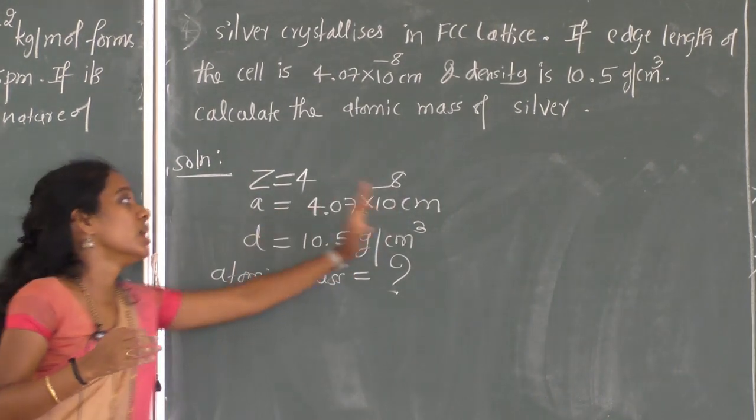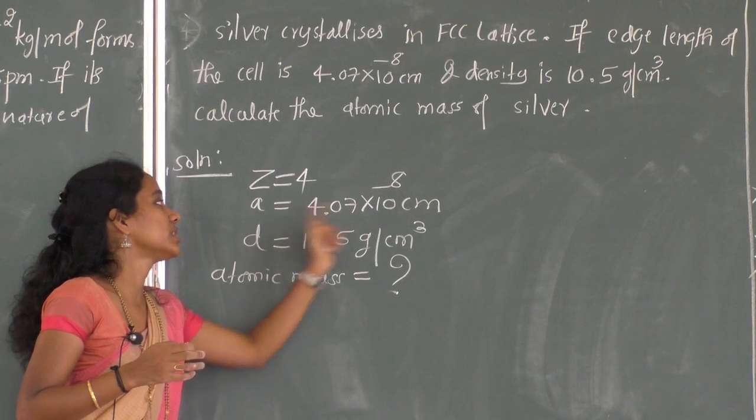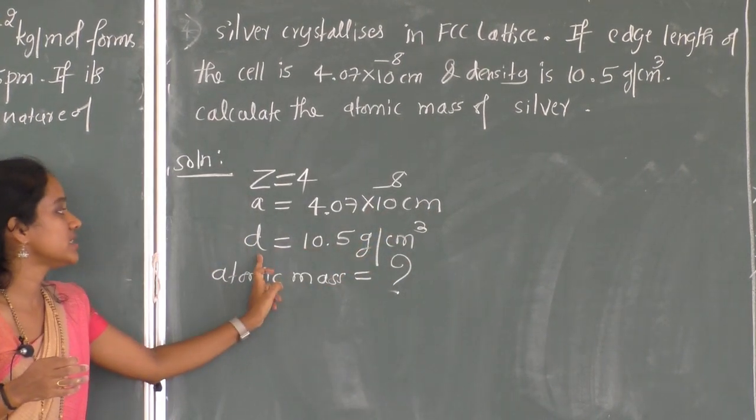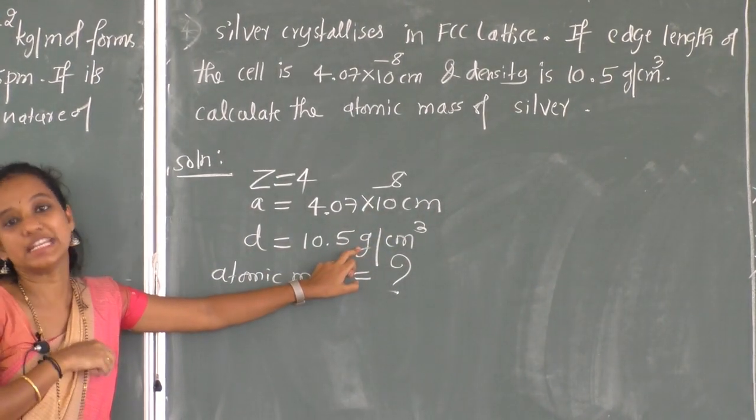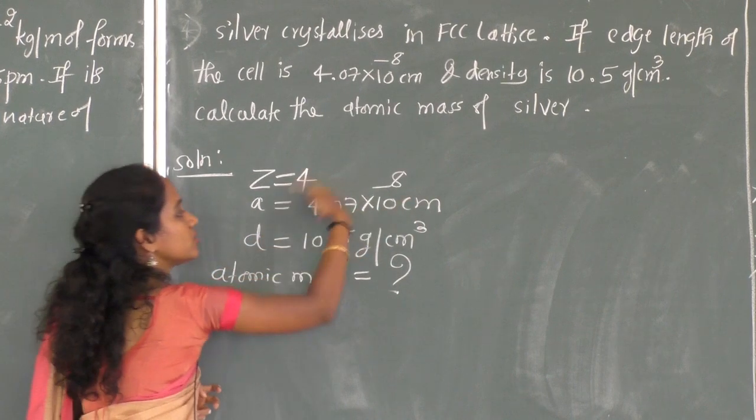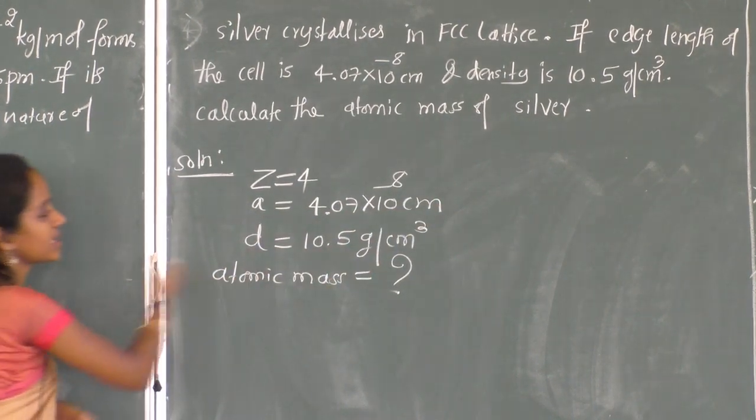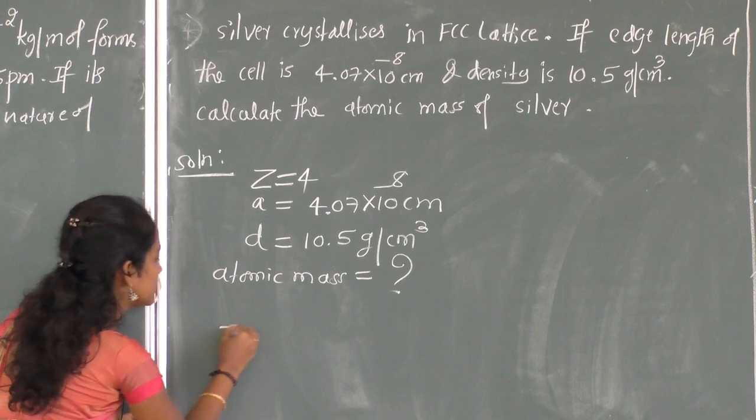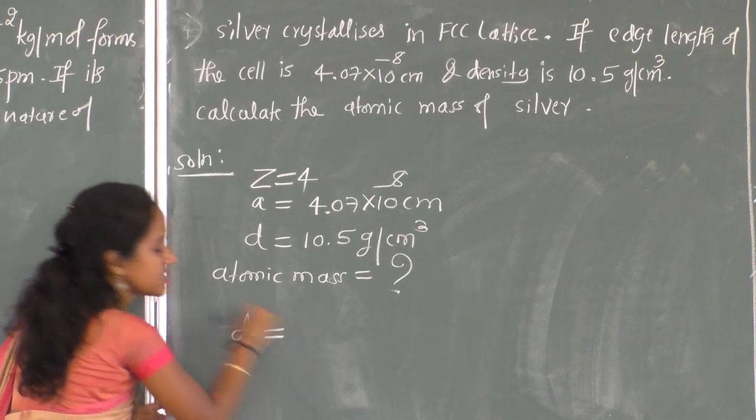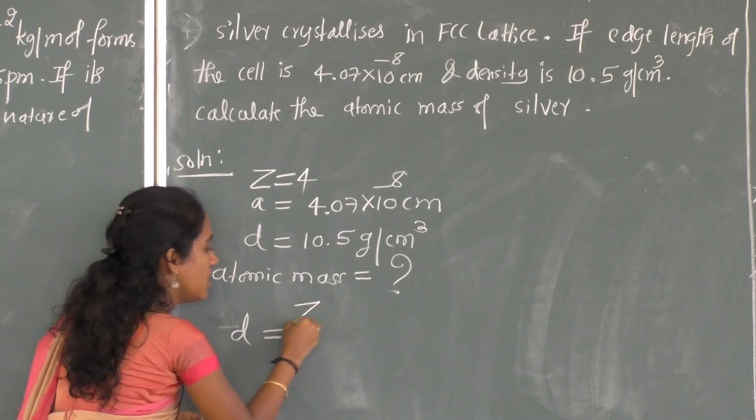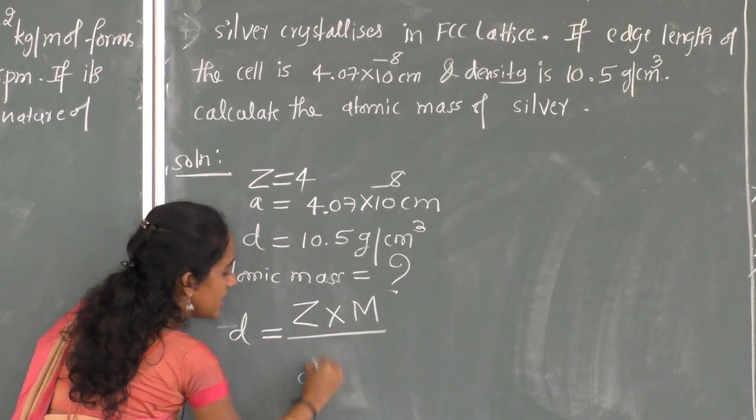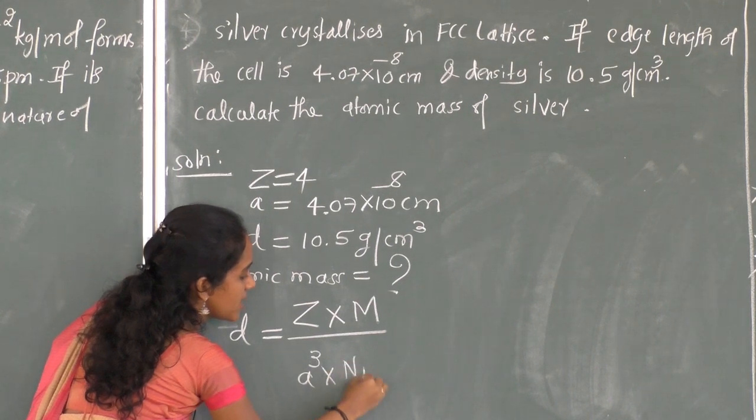Either if the unit of edge length is in meters, then the density unit must be in kgs. Okay. So here no need to do the conversion. So directly we can write the formula. So what is the formula to calculate the density? That is D is equal to Z into molar mass divided by a cube into Ne.